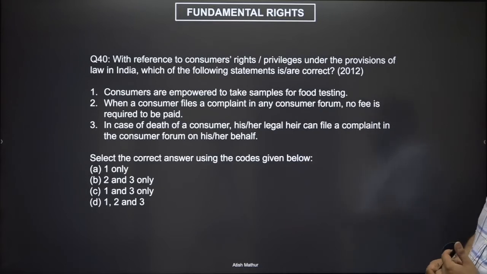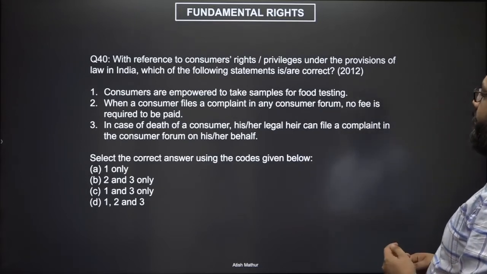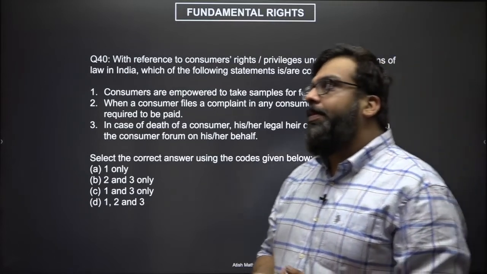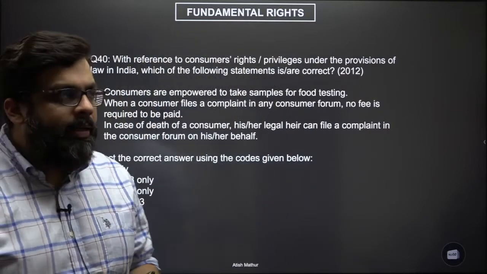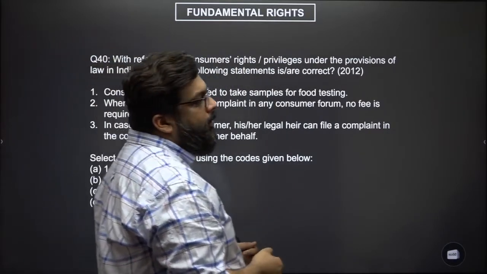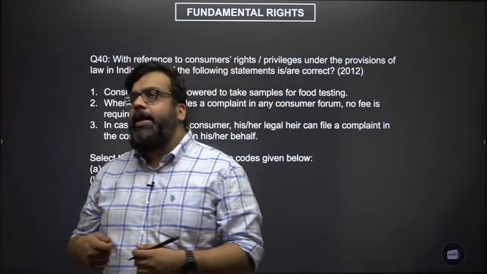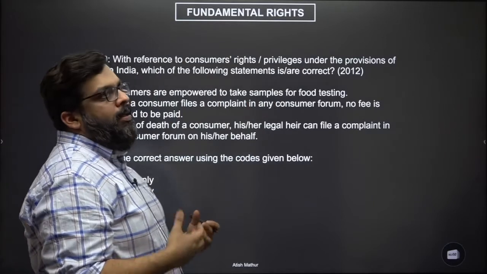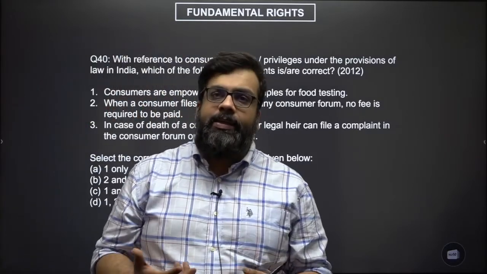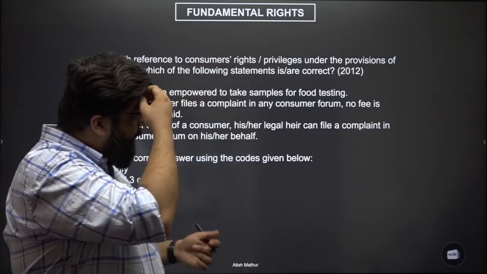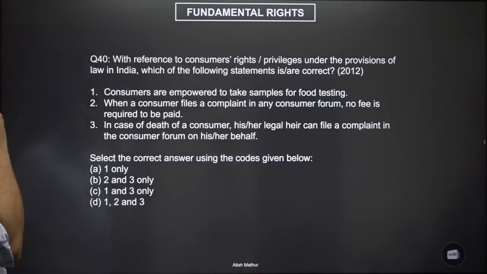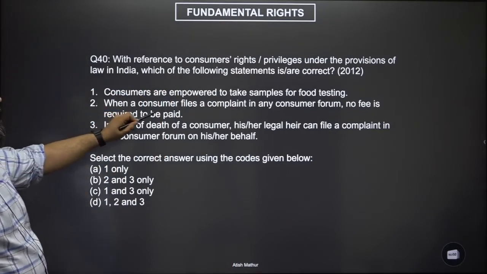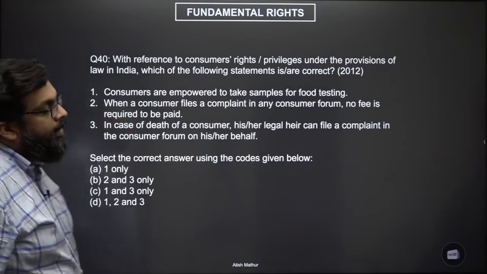Can we eliminate option number 3? In case of the death of a consumer, his or her legal heir can file a complaint in the consumer forum. Let's think of a practical example. Let us say somebody buys a car and the car's seat belt is not working, the car's airbag is not working, because of which the person gets into an accident and is not safeguarded with the safety features of the car. Does it violate principles of consumer law? Yes, it does. Option number 3 is absolutely correct. You cannot eliminate it.